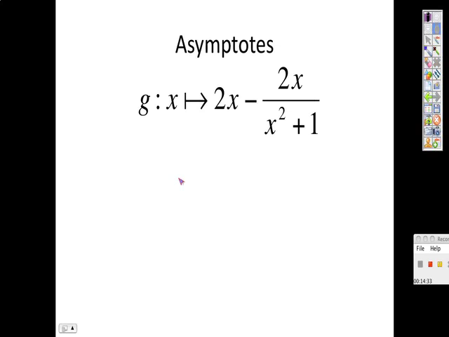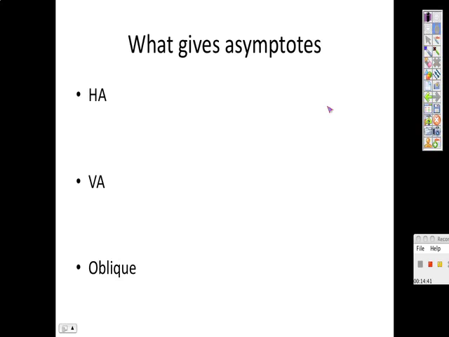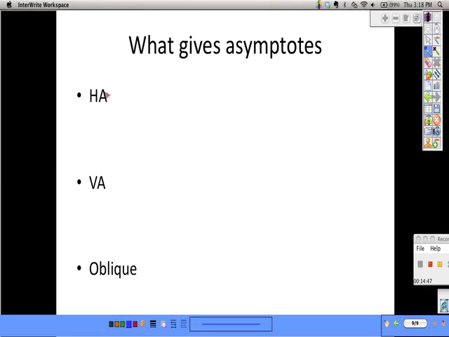Asymptotes. We're going to look at this function, function g, that takes x and maps it to this. And before we look at the asymptotes of that, let's look at what gives us an asymptote. A horizontal asymptote occurs when the limit of the function as x goes to infinity is equal to a number. And that value, k, would be our horizontal asymptote. A vertical asymptote occurs when the function is undefined.